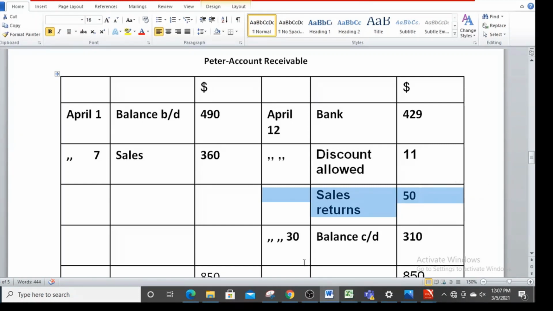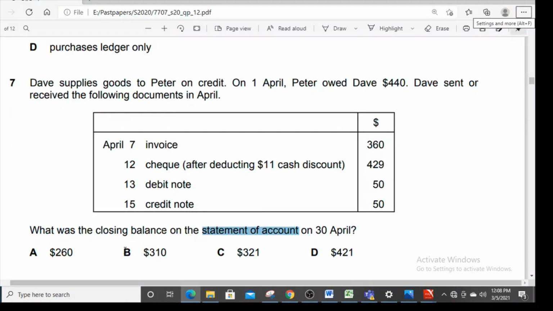Now the closing balance is, since the debit side is heavier, it has 850 balance and the balancing figure required on the credit side is 310. So this account has a closing balance of 310. So the correct option is option B, 310.